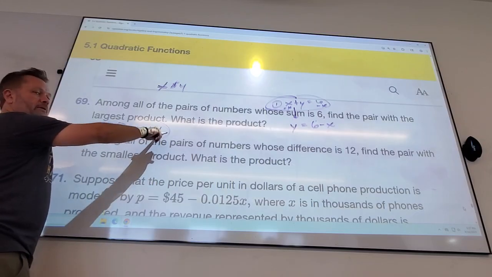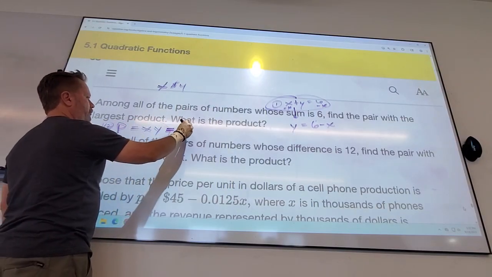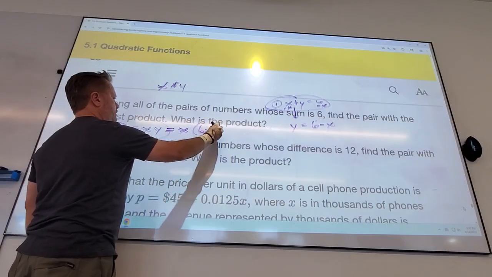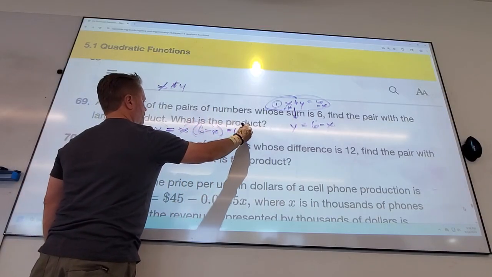So right there I see a y, in the thing they're asking me about, which is great. So what do I get when I replace y with 6 minus x? What do you get when you multiply through? 6x squared.